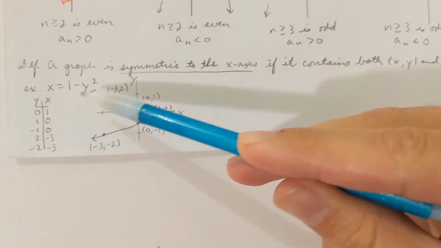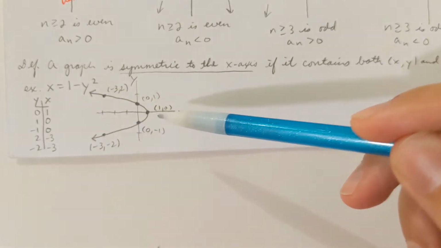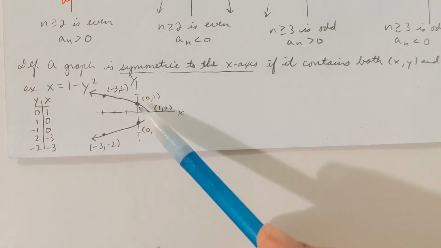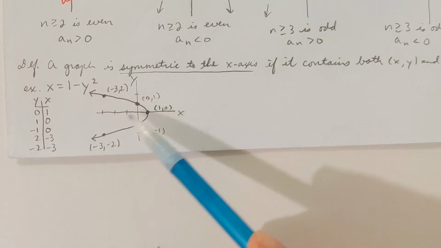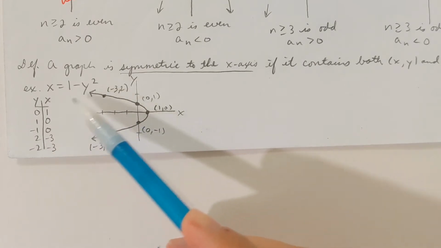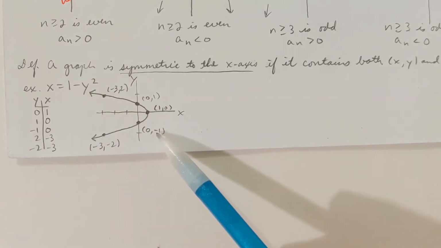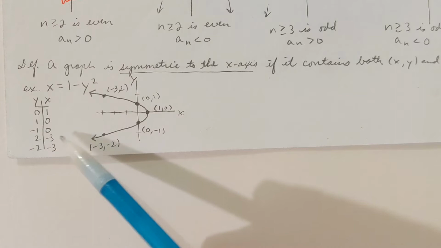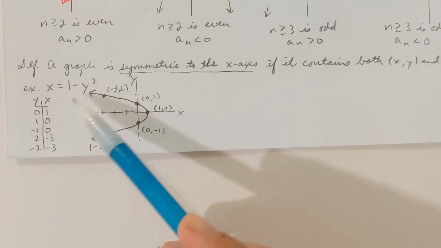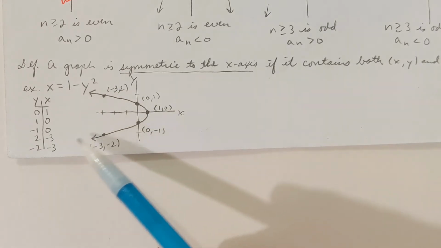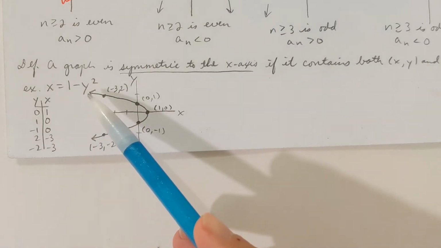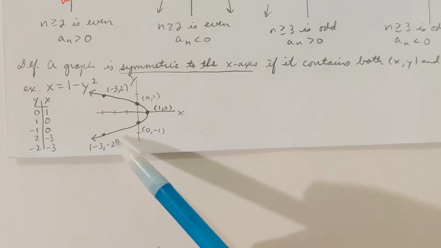So if y is 0, x is 1, so (1, 0) is on the graph. If y is 1, 1 minus 1 is 0, x is 0, so (0, 1) is on the graph. If y is negative 1, 1 minus 1 is 0, x is 0, so (0, negative 1) is on the graph. If y is 2, 1 minus 4 is negative 3, so (negative 3, 2) is on the graph. And if y is negative 2, 1 minus 4 is negative 3, so (negative 3, negative 2) is on the graph.